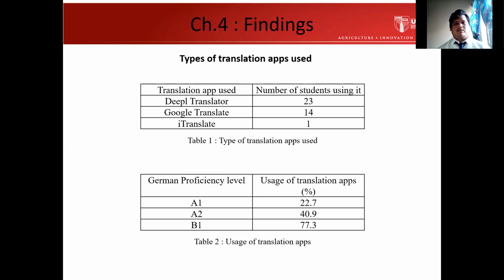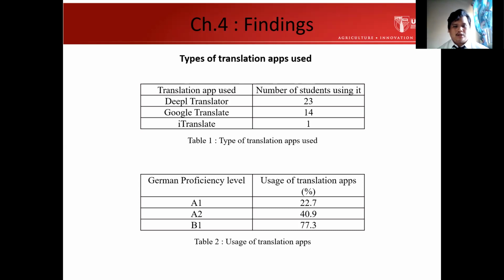So next is chapter 4, the findings. First is the types of translation apps used. Throughout the survey, the students have chosen only three translation apps, which are DeepL Translator, Google Translate, and iTranslate. Among these three, DeepL Translator was used by all of the students, 23 of them, and Google Translate was used by 14 students, and iTranslate was only used by one student.